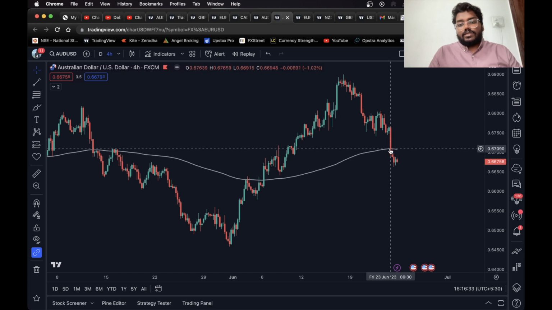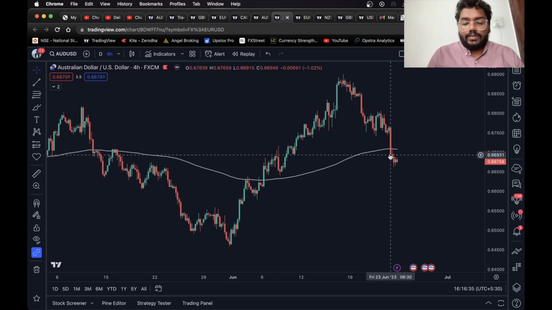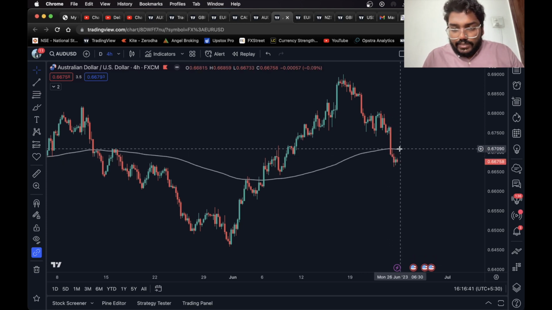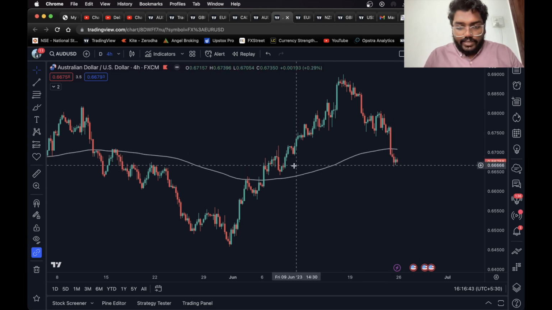As you can see, the pair has given a breakdown from 200 EMA. What we can do is we can wait for it to go up for a retest, and then after the retest we can definitely take an entry.